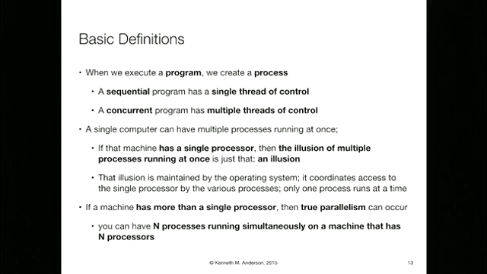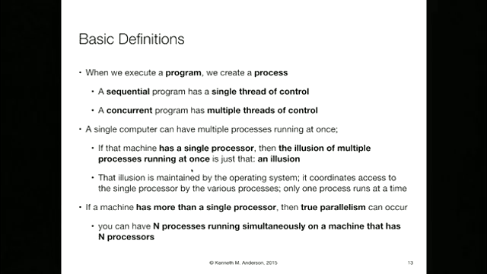A concurrent program will also run inside of a process, but will have multiple threads of control. And what that means is that it could be calculating or executing code in multiple, well, there's the phrase, threads of control, in the process. More than one thing could be happening at once. And a single computer can have multiple processes running at once.